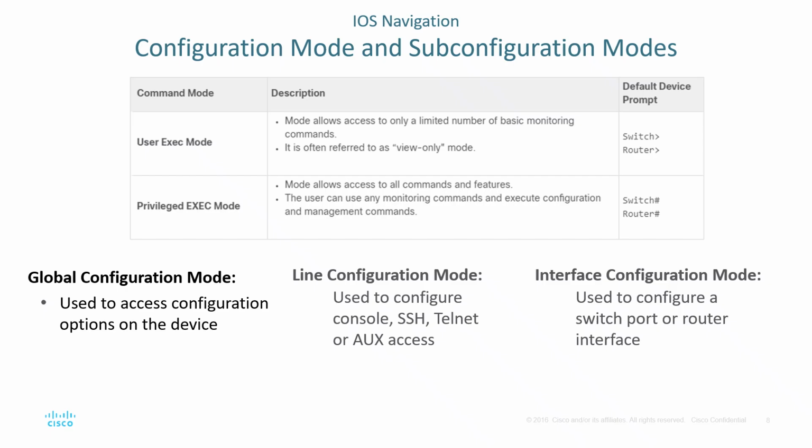Next, you have global configuration mode. Global configuration mode is used to access configuration options on the device. Then you have line configuration mode, which is used to configure console, SSH, telnet, or AUX access lines. And then you have interface configuration mode. This is used to configure a switch port or a router's interface. And so you need to understand as we're going along how the different modes change and what prompts represent each mode.